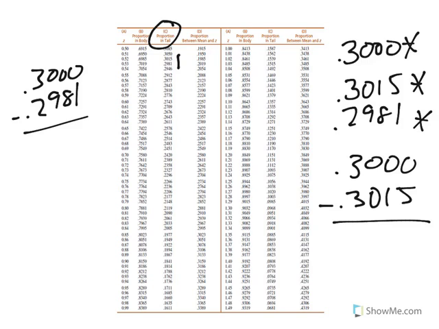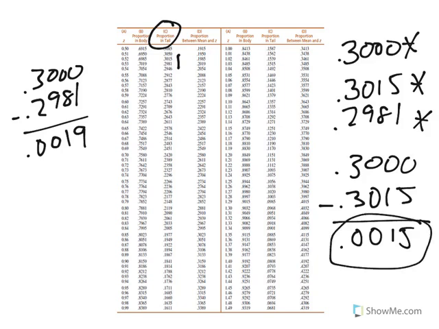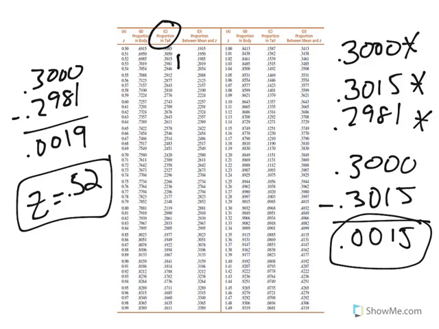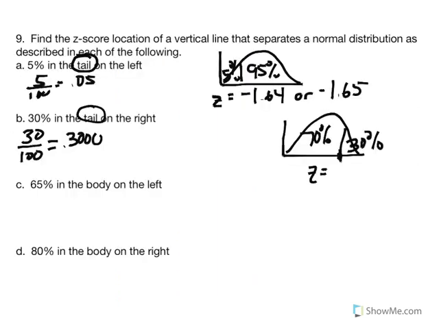Okay, so if we do the math, over here we get 0.0019, and over here we get 0.0015. And so this is a smaller distance between the value that we were looking for, the 0.3000, and what we see in the unit normal table. So we have two values that are close to what we're looking for, but one is closer. And therefore, we would report the z-score that corresponds with that proportion in the tail, and it would be 0.52, because that's the proportion that was closest to what we were looking for. That represents 30% in the tail. So let's go back to our distribution sketch. Given what we found in the unit normal table, we would report that this z-score is positive 0.52.